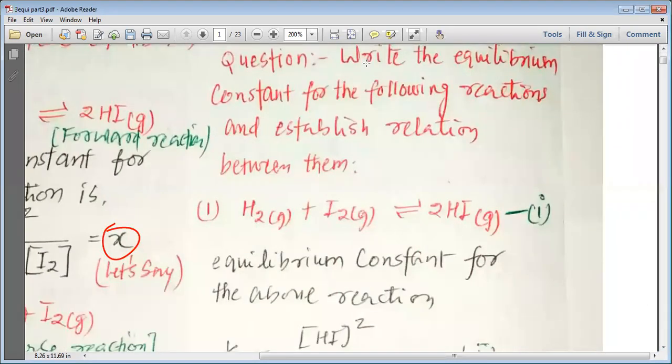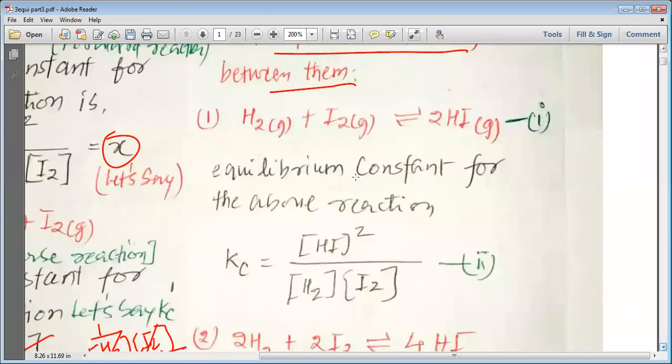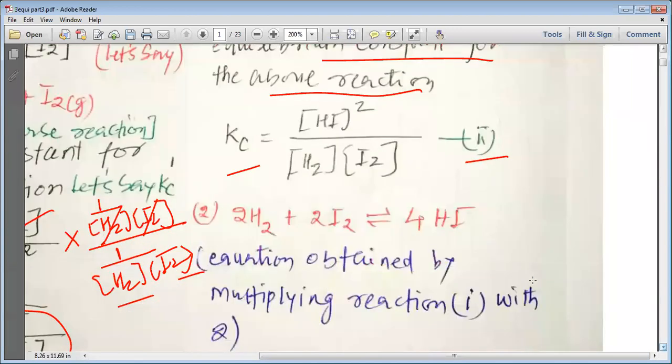Now we have the next question. Write the equilibrium constant for the following reactions and establish the relation between them. So let's have a look at this. H2 gas plus I2 gas gives twice HI gas. This is your equation number one. The equilibrium constant for the above reaction, Kc, is equal to HI square divided by H2 into I2. This is your equation number two.